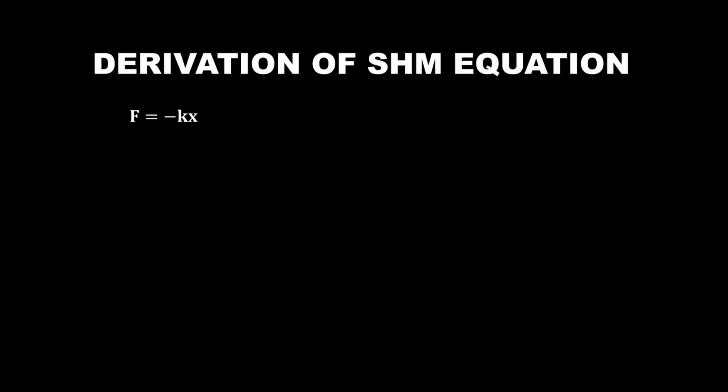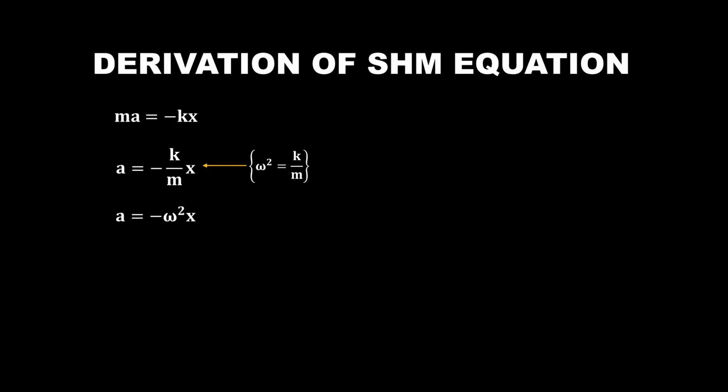Derivation of SHM equation. We know that restoring force F = -kx. From Newton's second law of motion, we can write F = ma. Now, just bring this mass to the right-hand side. We can write a = -(k/m)x. We also know that omega squared is equal to k/m. Substituting this, we get a = -ω²x.